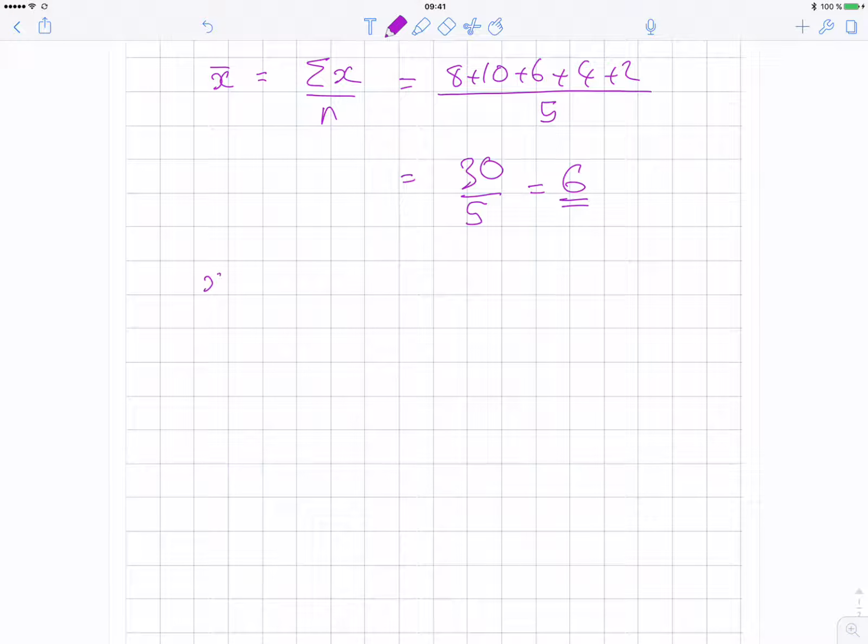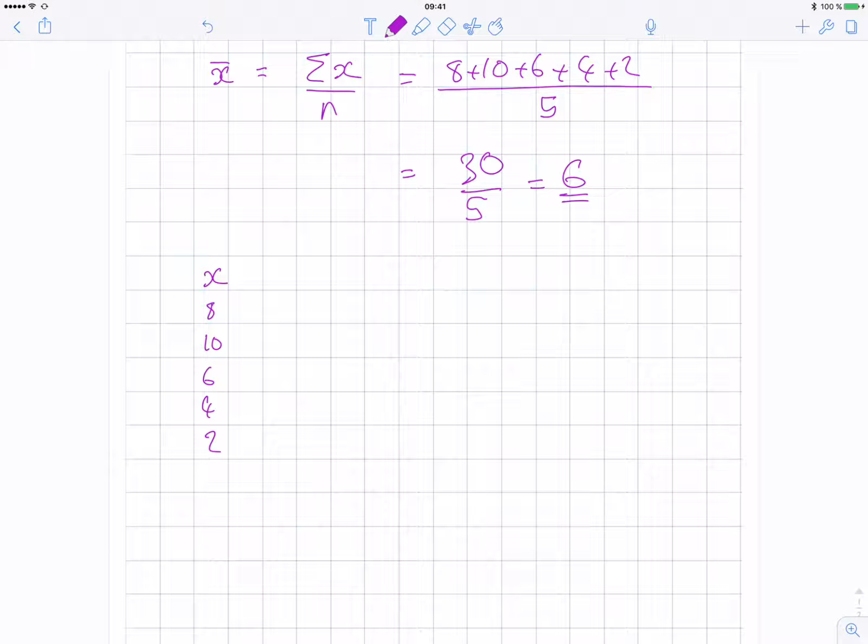So to calculate the standard deviation, I do the following. I list my values: 8, 10, 6, 4, 2. I then put the mean, which is 6. The mean is always 6. The standard deviation is the measure of spread of the data. So it's how it represents the data compared to the mean value. How far does the data deviate from the mean? The smaller the standard deviation, the more closely grouped the data is.